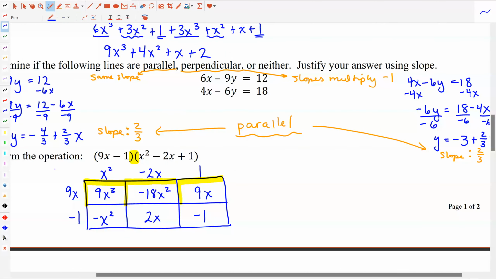So let's go ahead and start collecting the like terms. So I don't have any other cube terms, so I'll be left with 9x cubed. When I put my x squared terms together, I'll get minus 19x squared. If I put my x to the first power terms together, I'll get plus 11x. And then just the constant, or the number by itself, doesn't have anybody to pair with it, so it'll be minus 1. So then the final answer is 9x cubed minus 19x squared plus 11x minus 1.